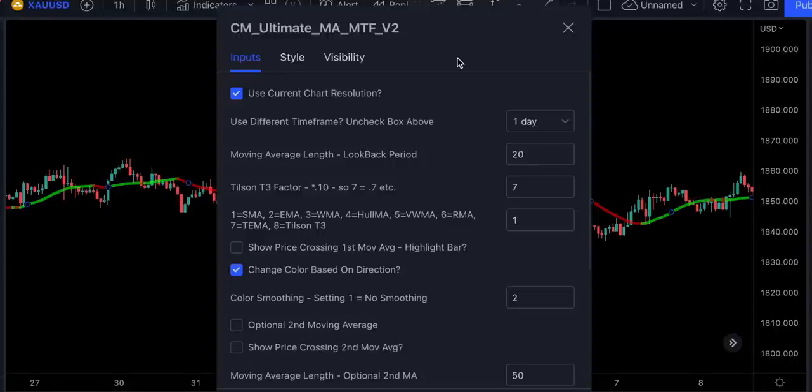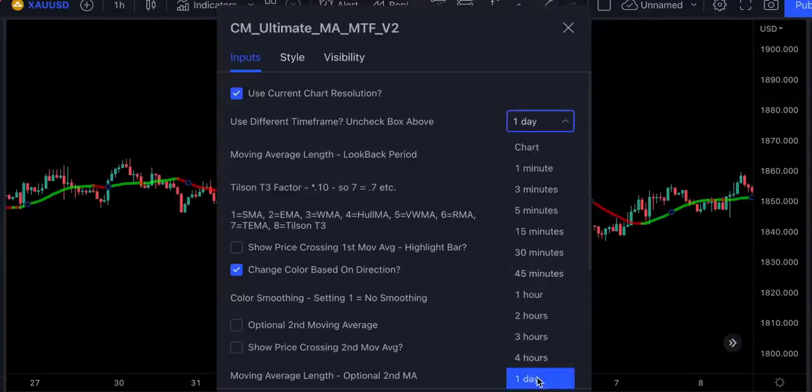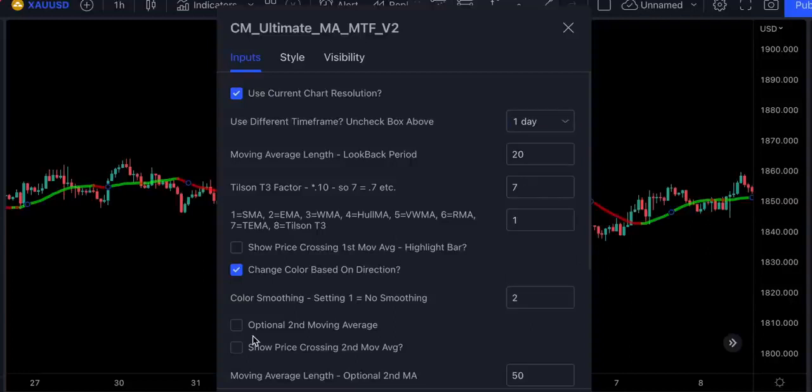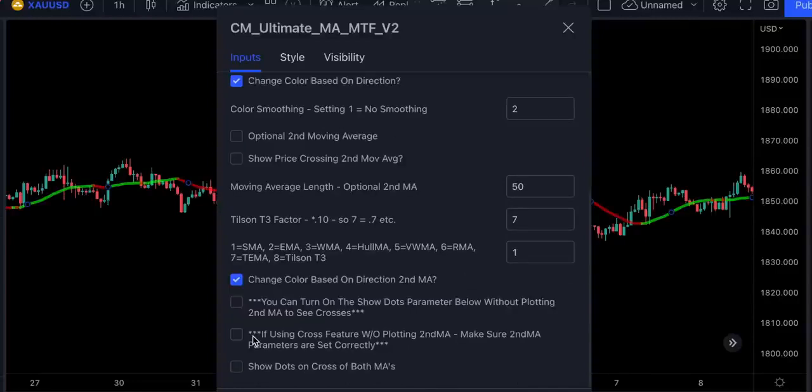For example, the ability to plot the second moving average, the ability to set moving averages to custom chart time frame. For example, you can set a daily MA on a 60-minute chart. It also provides the ability to plot highlight bars when price crosses first moving average or second MA. You can play around with these settings and choose the perfect ones.